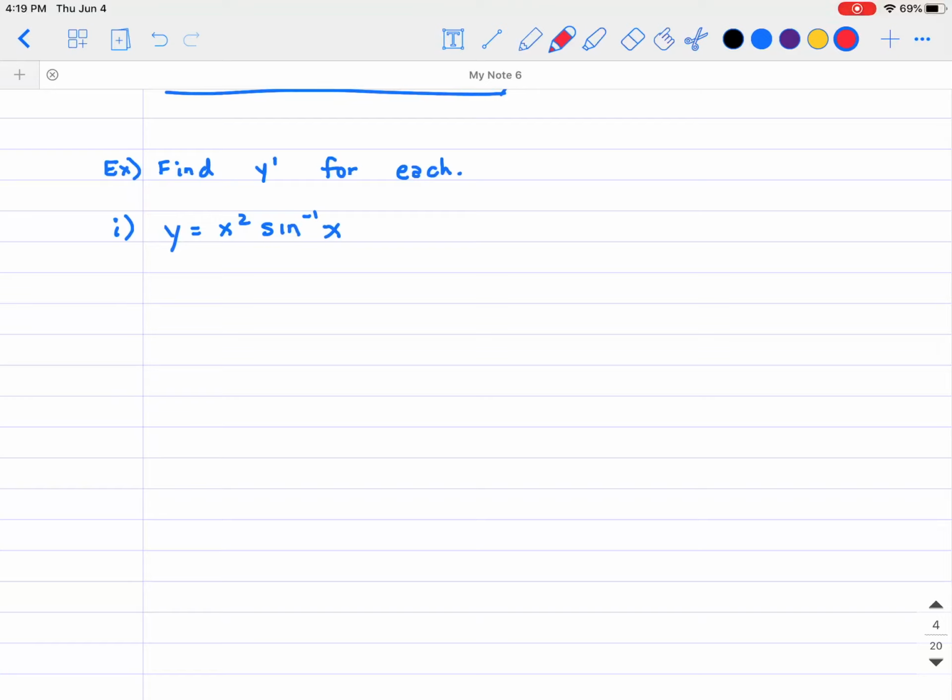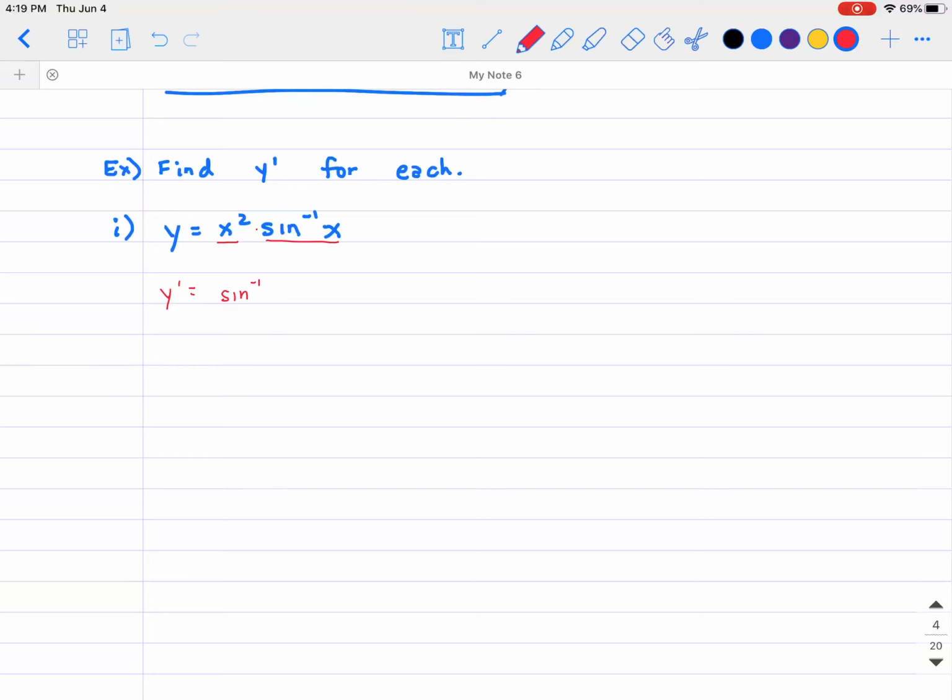So the next one is find the derivative of this function. y is equal to x squared multiplied by sine inverse of x. We're going to solve for the derivative, and we don't have to use implicit differentiation because we don't have x and y on the same side. So we can just take the derivative as is. So let's see, y prime. Do you notice that we have two functions multiplied by each other? That means that's where the product rule comes in.